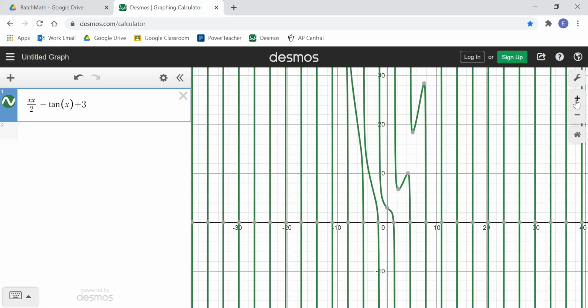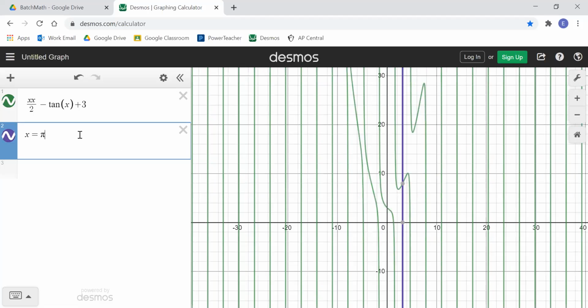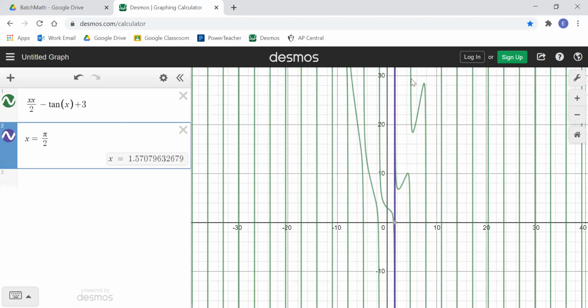Vertical asymptotes. Yeah, we've got some vertical asymptotes. In fact, we have an infinite number of vertical asymptotes on this function, right? They occur at pi over 2, every increment of pi after that. So there's one at x equals pi over 2, one at 3 pi over 2, 5 pi over 2, 7 pi over 2, 9 pi over 2, negative pi over 2, negative 3 pi over 2, negative 5 pi over 2, negative 7 pi over 2. Everybody agree with that?